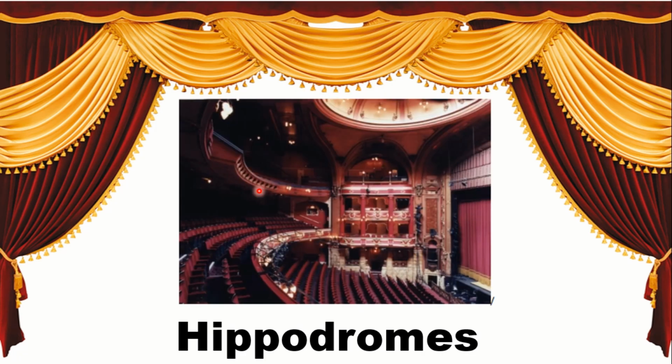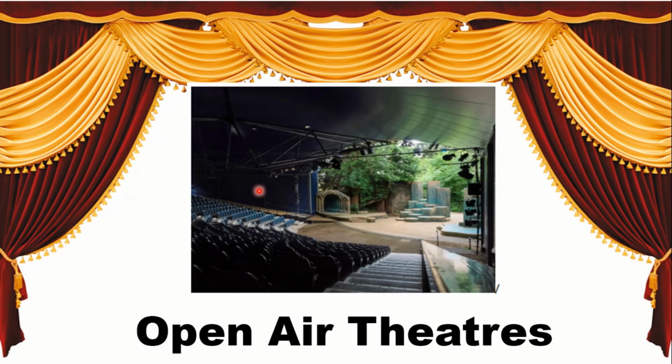Next is hippodromes. So these are similar to circuses and have a central circular arena surrounded by concentric tiered seating. Deep pits or low screens often separate the audience from the arena. Next is open air theaters. These are outdoor theaters that do not have a roof, although sometimes part of the stage or audience seating will be covered. So these stages may make use of the natural light as it changes during the day, particularly sunset.